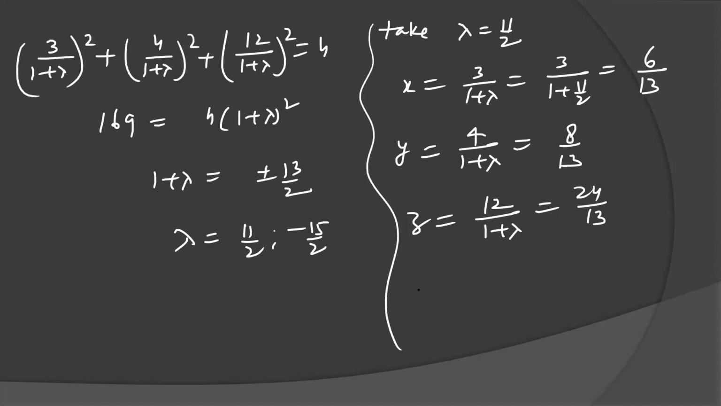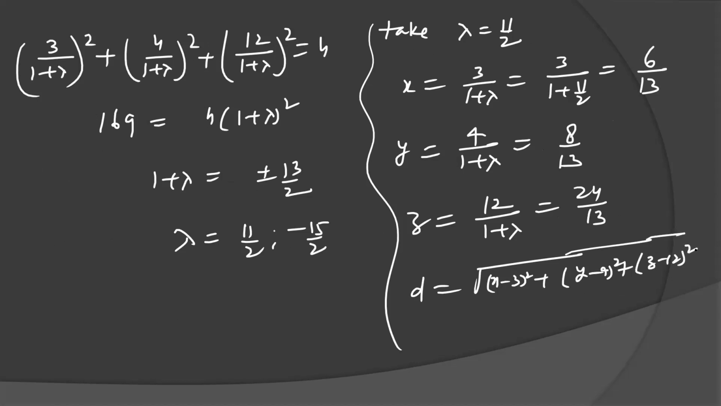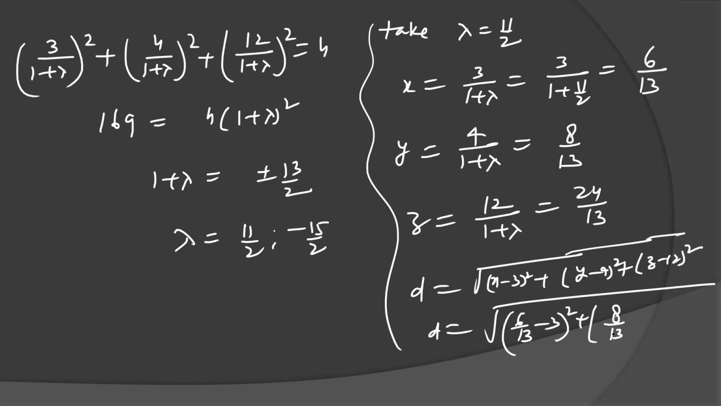So the distance will be under root of x minus 3 whole square plus y minus 4 whole square plus z minus 12 whole square. Put the values of x, y, z here: 6 by 13 minus 3 whole square plus 8 by 13 minus 4 whole square plus 24 by 13 minus 12 whole square. You will get this value as 11.